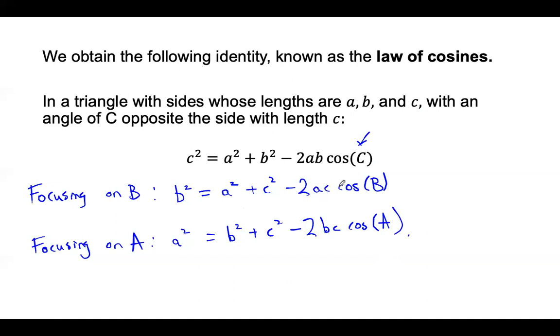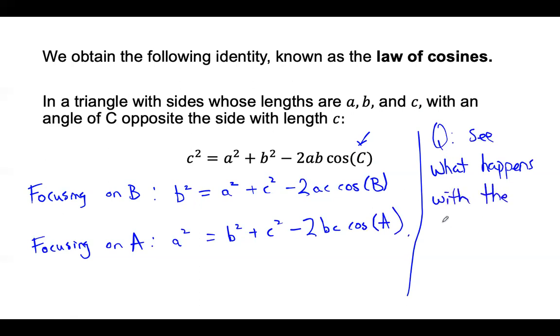So these are the cosine laws. It depends on what you're focusing on. If you have, let's say, a particular angle, then the opposite side would be over here. Just noticing that pattern, you can ask yourself a question. See what happens with the law of cosines when C is equal to 90 degrees. What happens?